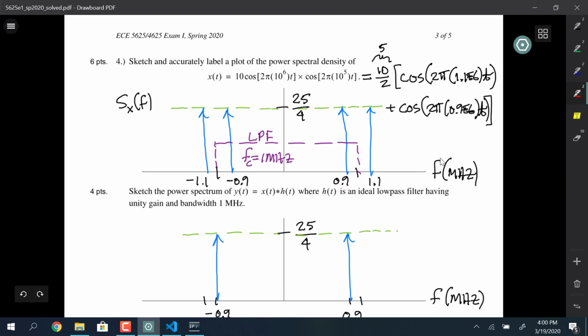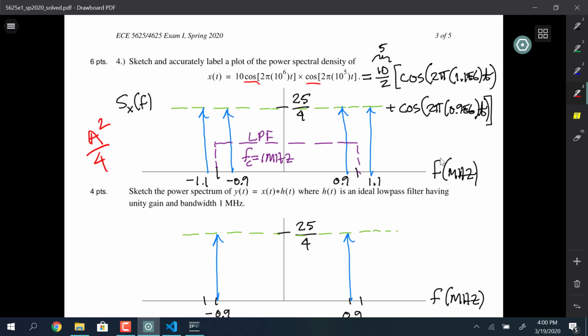This is just the power spectral density of a sinusoid. You have to remember that the spectral lines are amplitude squared over 4 for each individual sinusoid. What I did is use the trig identity, multiplying cosine times cosine, and got 1/2 of the sum frequency and 1/2 of the difference frequency.